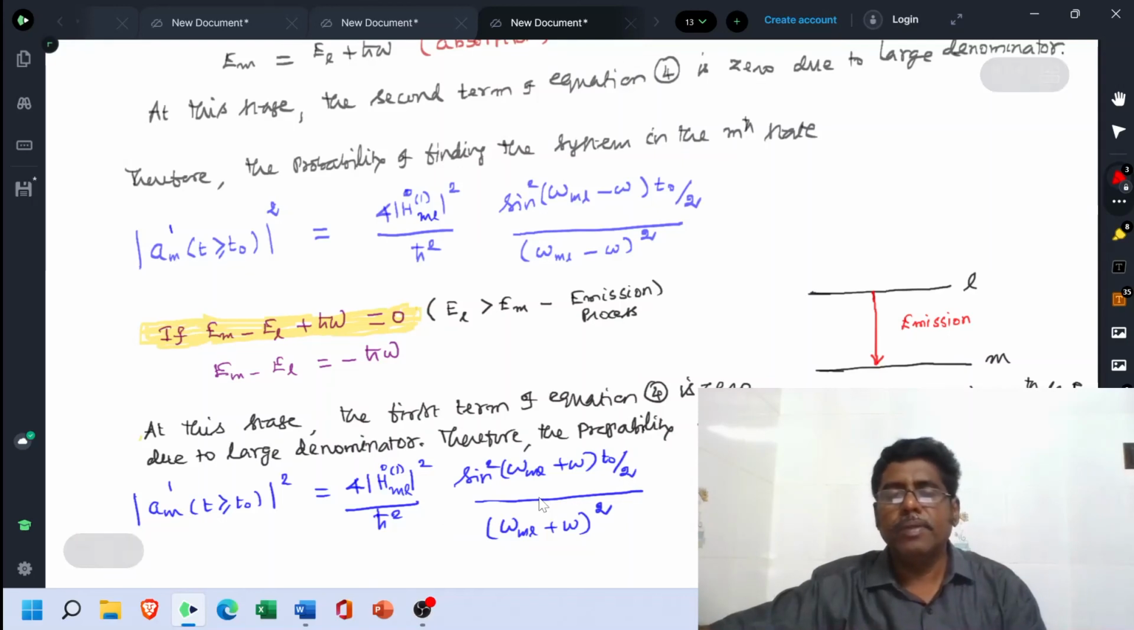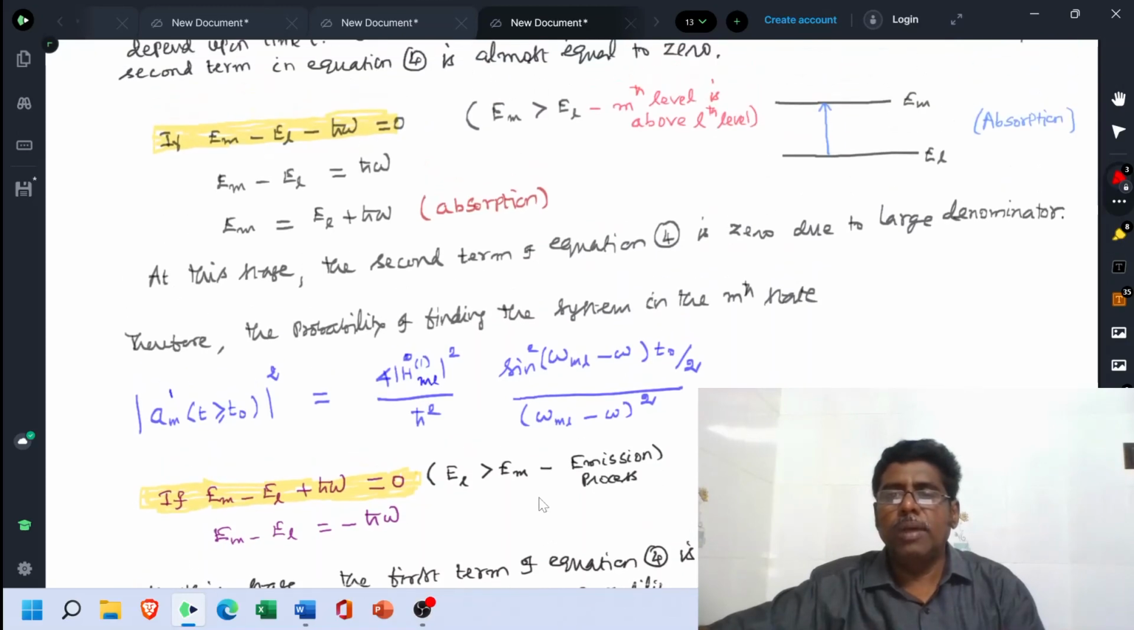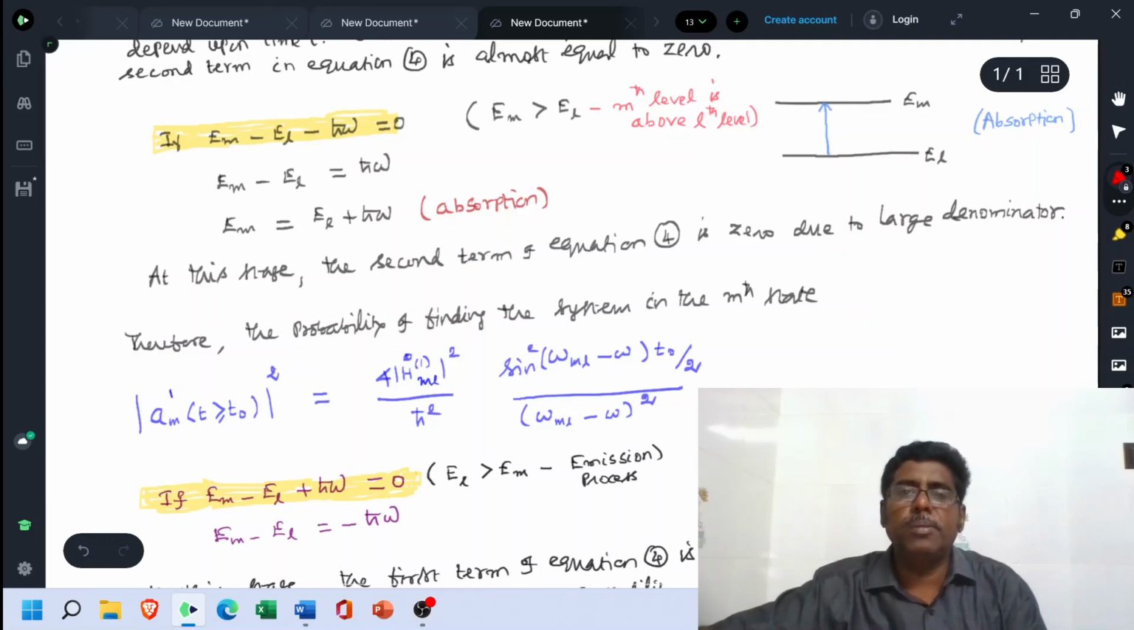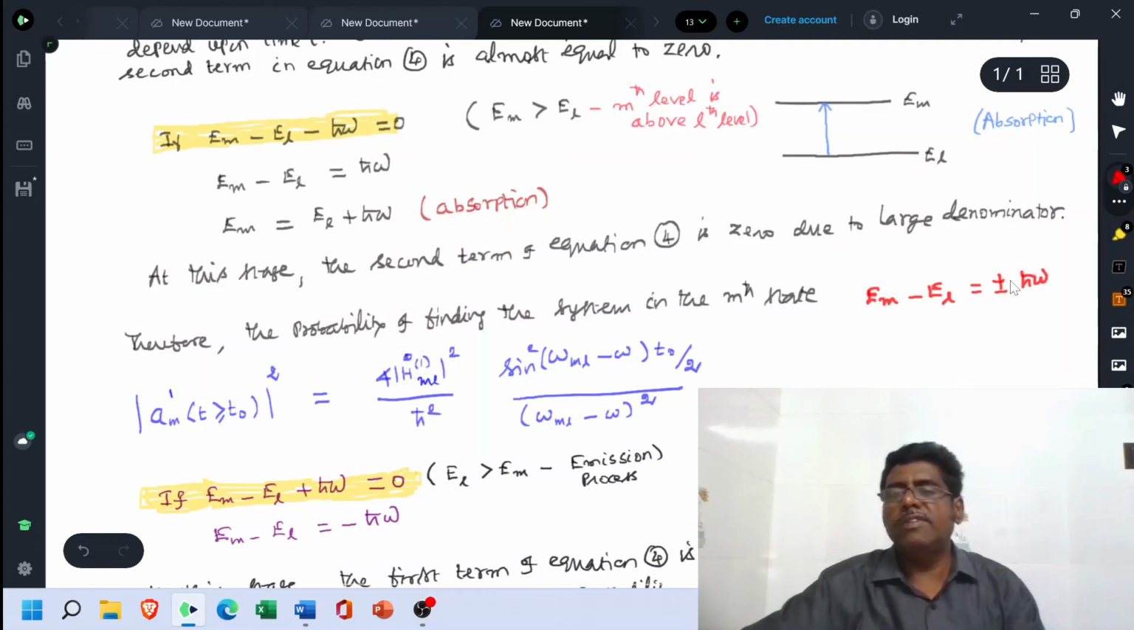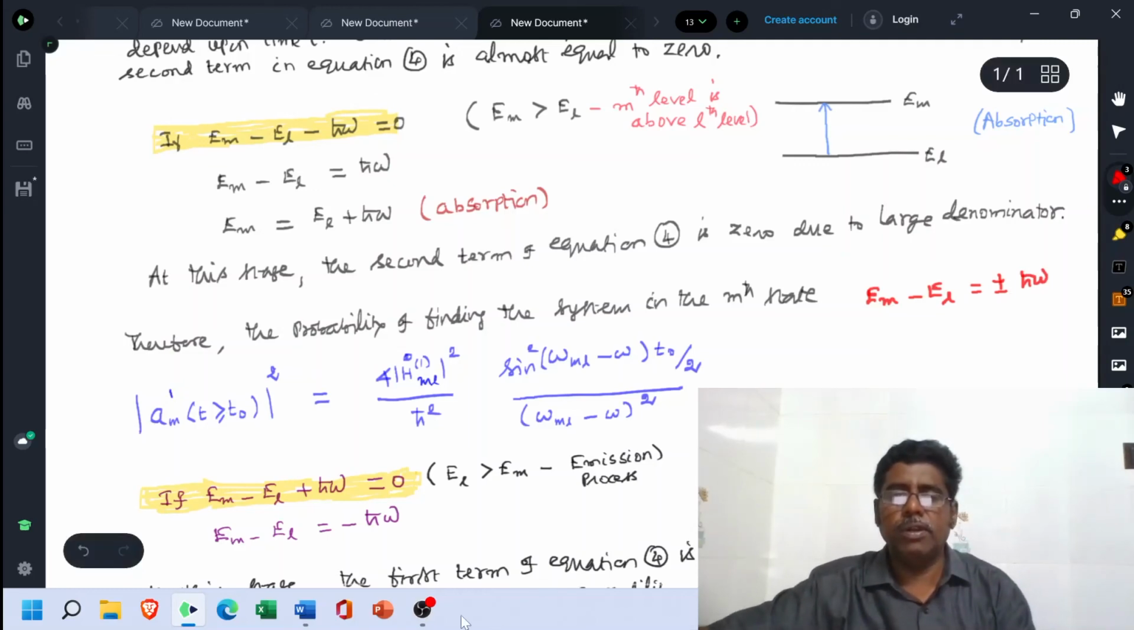In this way, the perturbation could explain both absorption and emission processes. If the mth state is above the lth state, absorption is predominant. If the lth state is above the mth state, emission is predominant. Anyway, the transition to the mth state is possible only if the condition E_m − E_l equal to plus or minus ħω is satisfied. Otherwise, transition will not take place. That's all about our harmonic perturbation.